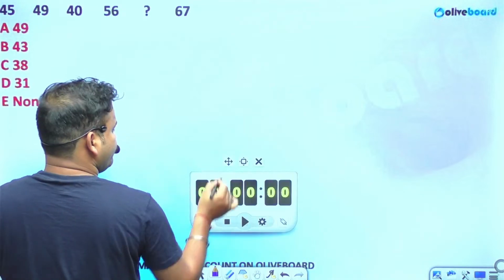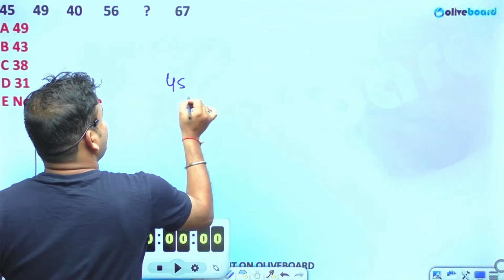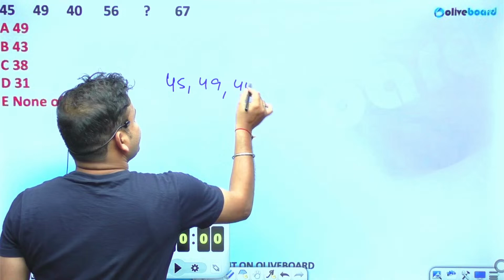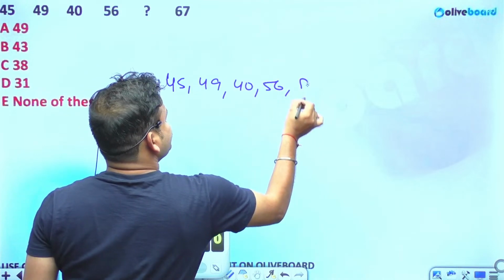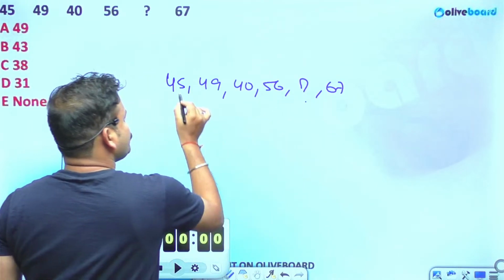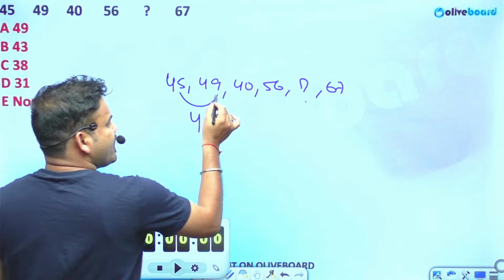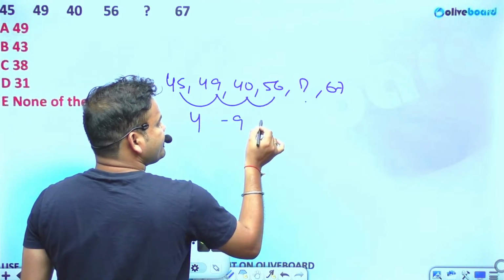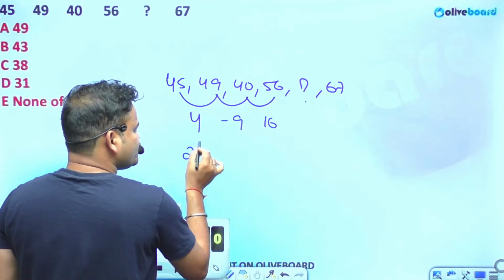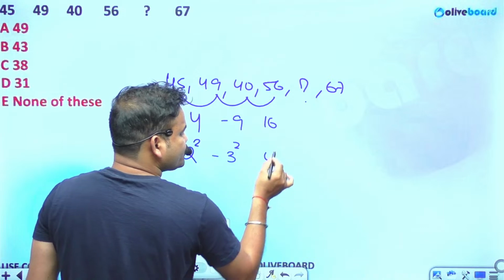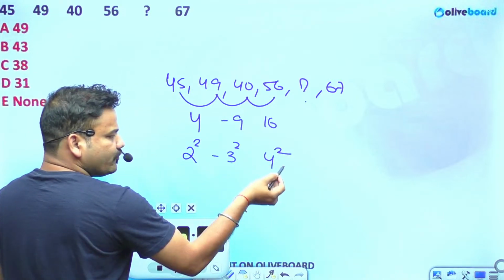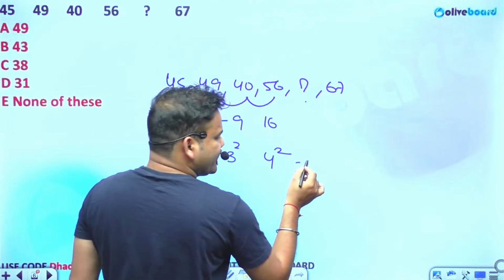So 45, 49, 40, 56, question mark, and 67. So the increment is of 4, then a decrement of 9, then an increment of 16. So what about this? This is 2 square minus 3 square, so this is 4 square. So this is 2, 3, 4, so maybe it can be minus 5 square, isn't it?